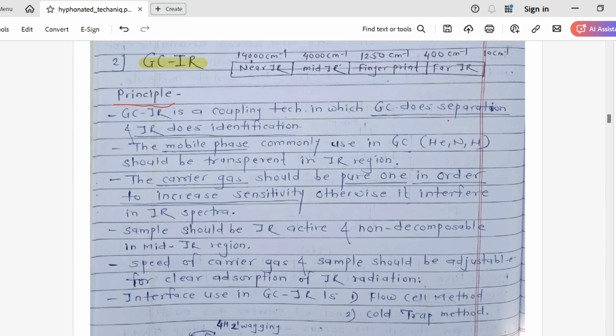In the previous video, we discussed hyphenated techniques of mass spectroscopy. Now in this video, we are going to see the hyphenation technique of gas chromatography with infrared spectroscopy. So let's start the topic. First, we are going to see what is the principle of this technique, GCIR. So let's start.